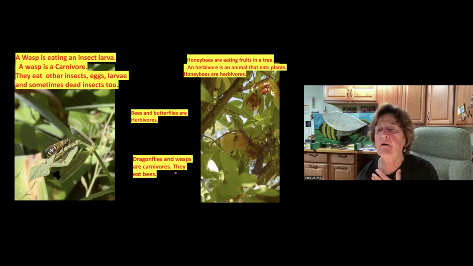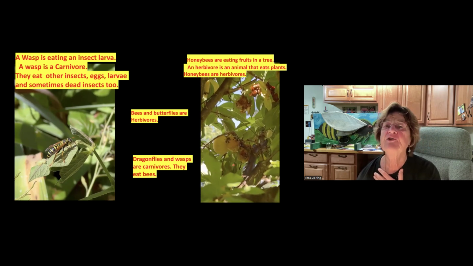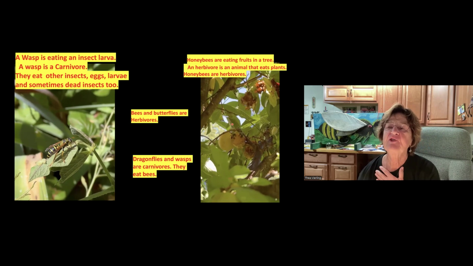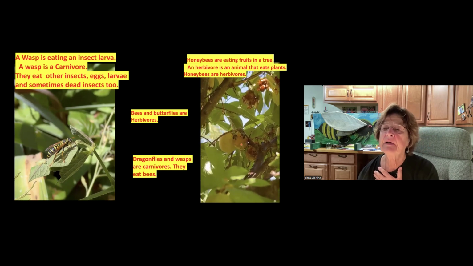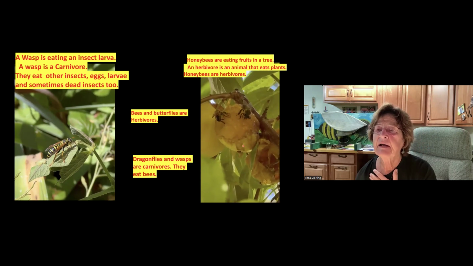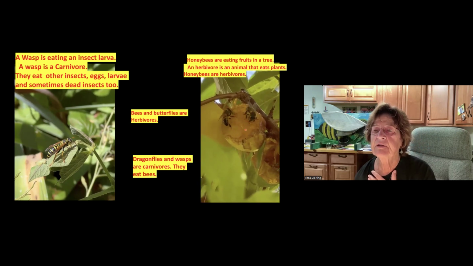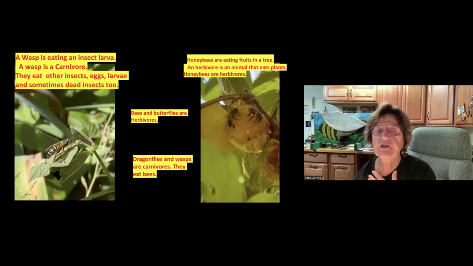Let's take a look now at the honeybee. The honeybee is not a carnivore. She is an herbivore, and she eats fruits and nectar from flowers, but that's in my garden, and they are just chowing down, sucking up the juices of this beautiful, delicious plum.